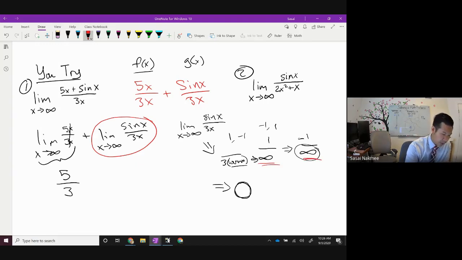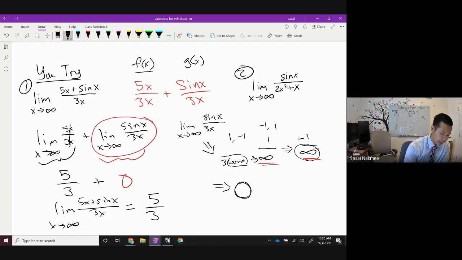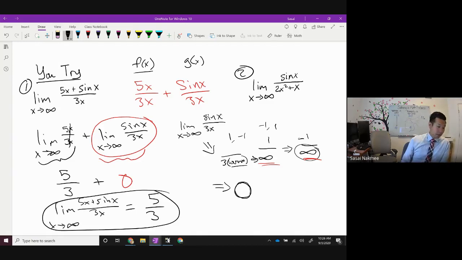So this function right here approaches 0. And once I do those, I can just add those two together. So the limit as x goes towards infinity of 5x plus sine x, all over 3x, is simply equal to 5 over 3.